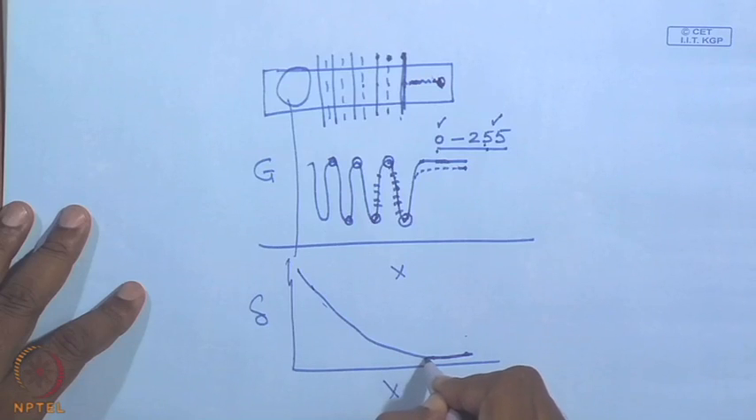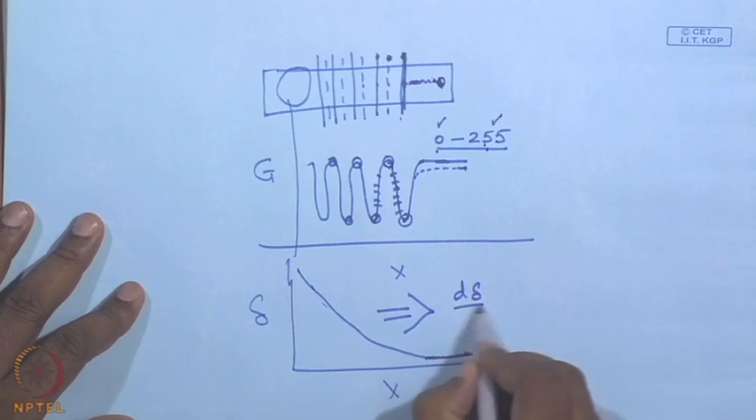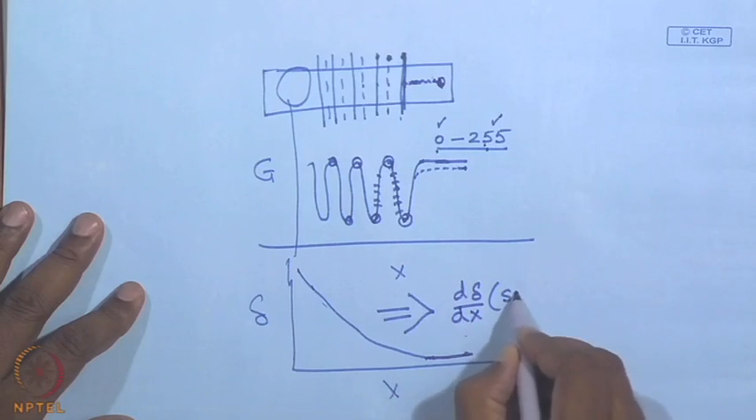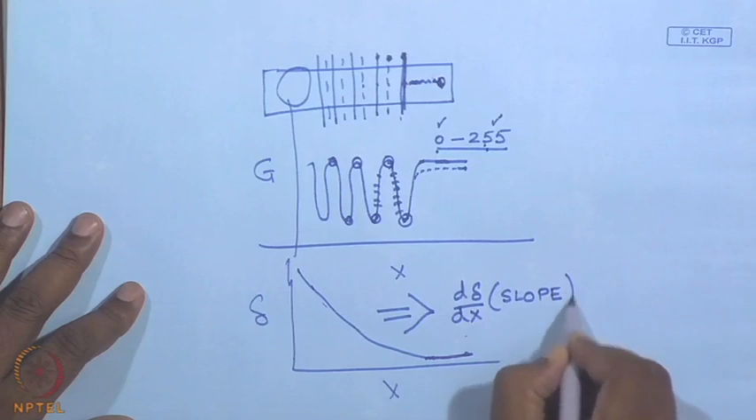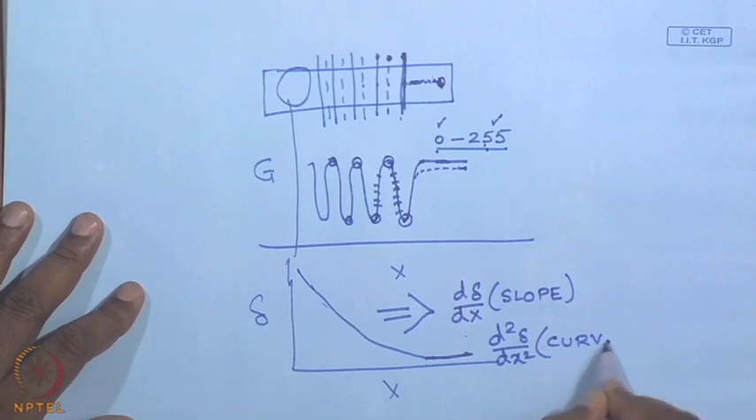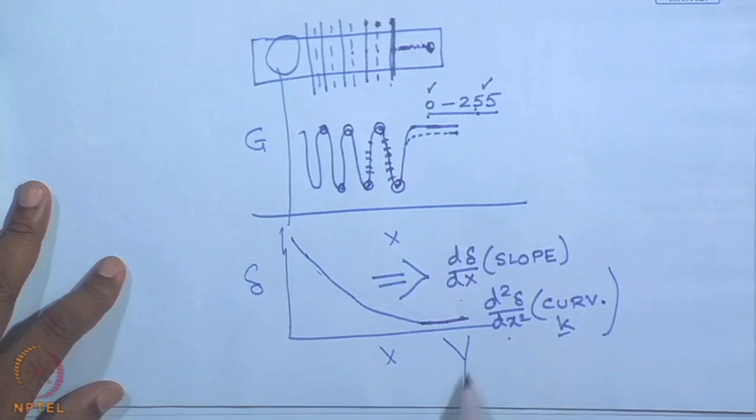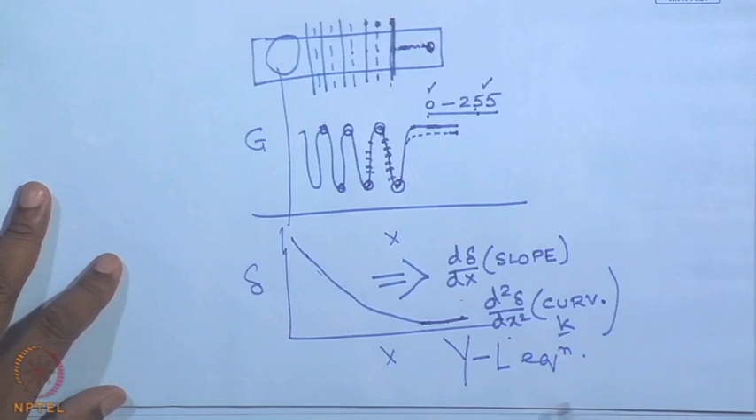Now, this film thickness profile can be numerically differentiated to find d delta dx, which is essentially the slope of the film, or d2 delta dx square, which essentially is the curvature or K of the film. So, if we can find out the curvature at every point, then I am in a position to use the Young-Laplace equation to obtain the unknown value of the Hamaker constant.